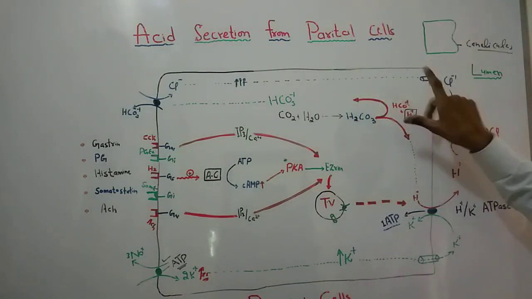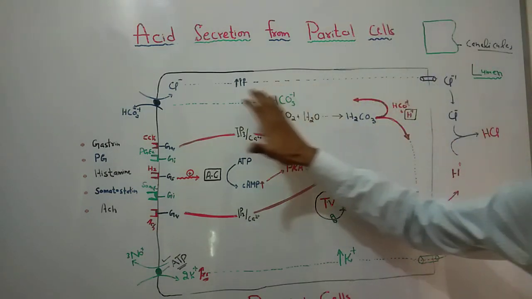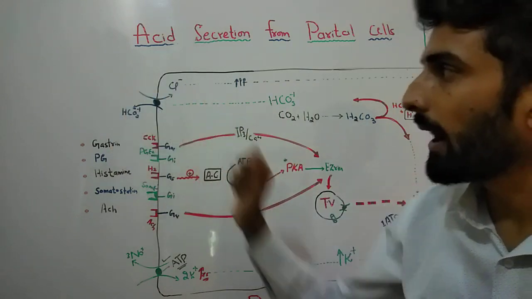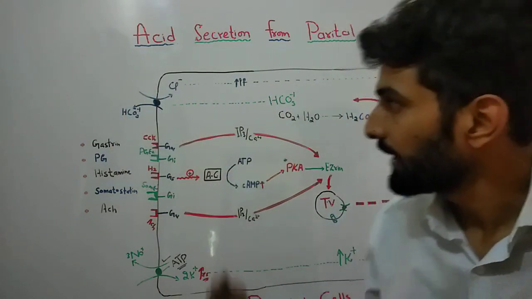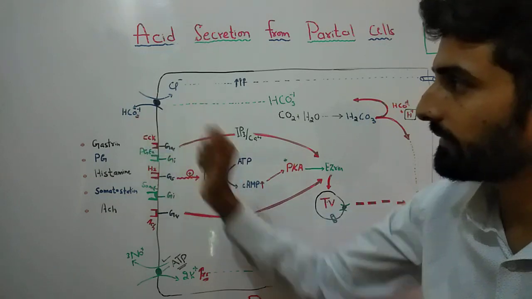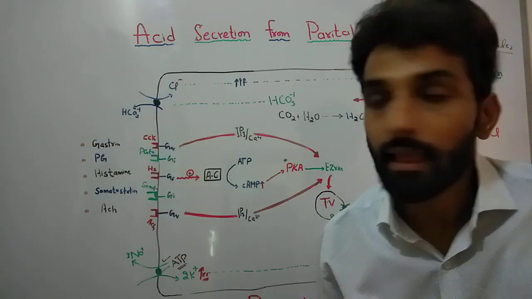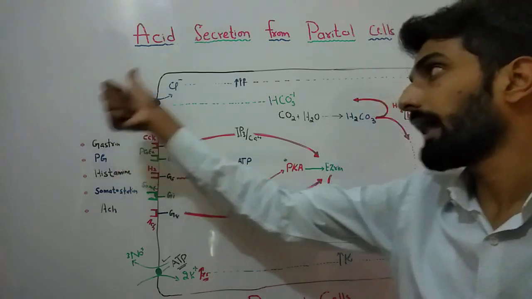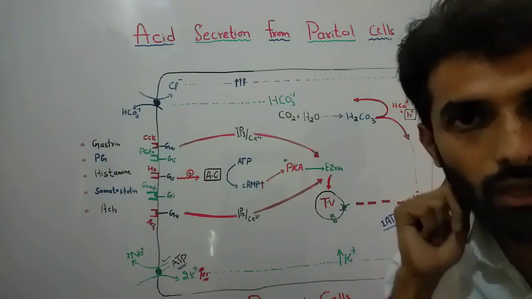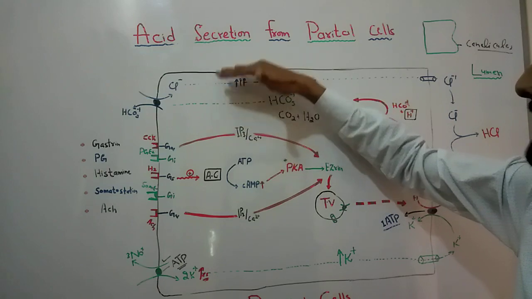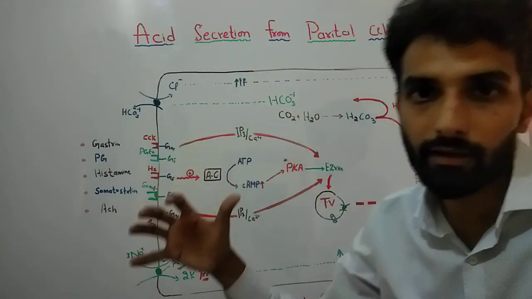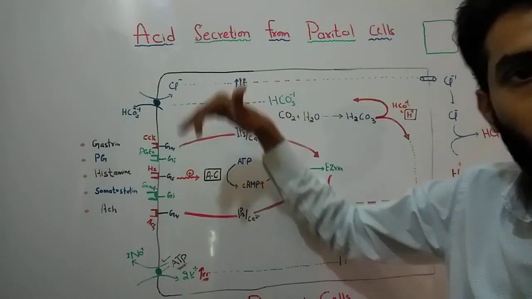Now what happened with the bicarbonate ion? Bicarbonate ion will use this bicarbonate chloride ion exchanger, and this exchanger is basically responsible for taking bicarbonate ion out of the cell and taking chloride ion into the cell. In this way obviously the concentration of chloride ion will increase.